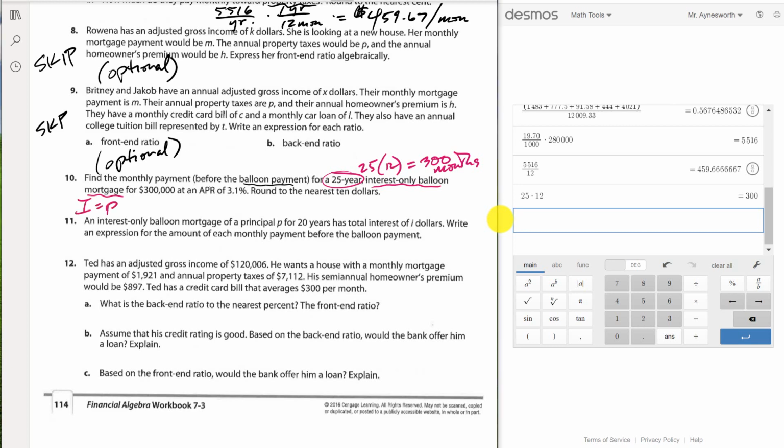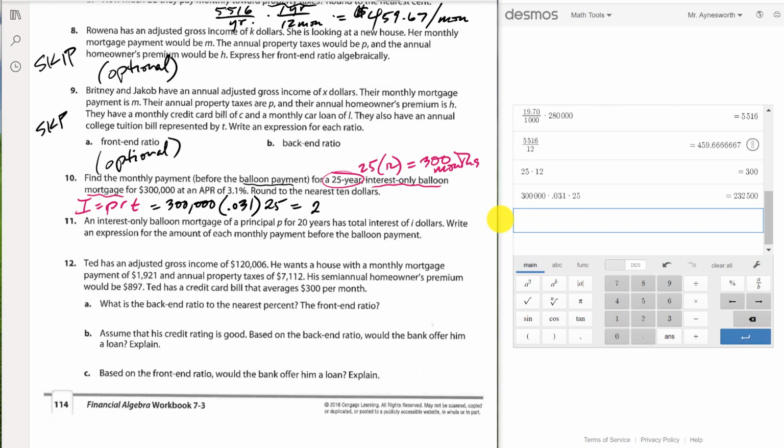So I is equal to P times R times T, principal rate times time. All right, now the principal is 300,000. The rate is 3.1%. And the time is 25 years. So times 25. So let's figure out the total interest on this loan that we're going to be paying. So 300,000 times the interest rate times the length of time, 25 years.